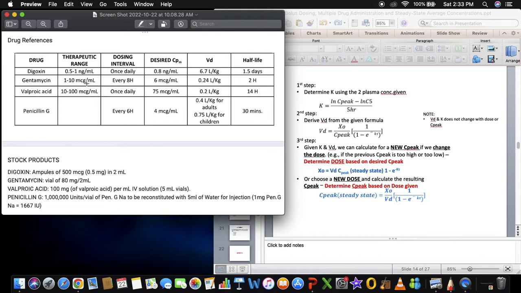Okay, pero example lang natin dito class is, ang goal natin is to give the highest possible dose. So that would be, what is the dose that will give the highest plasma concentration that is considered to be safe pa rin.